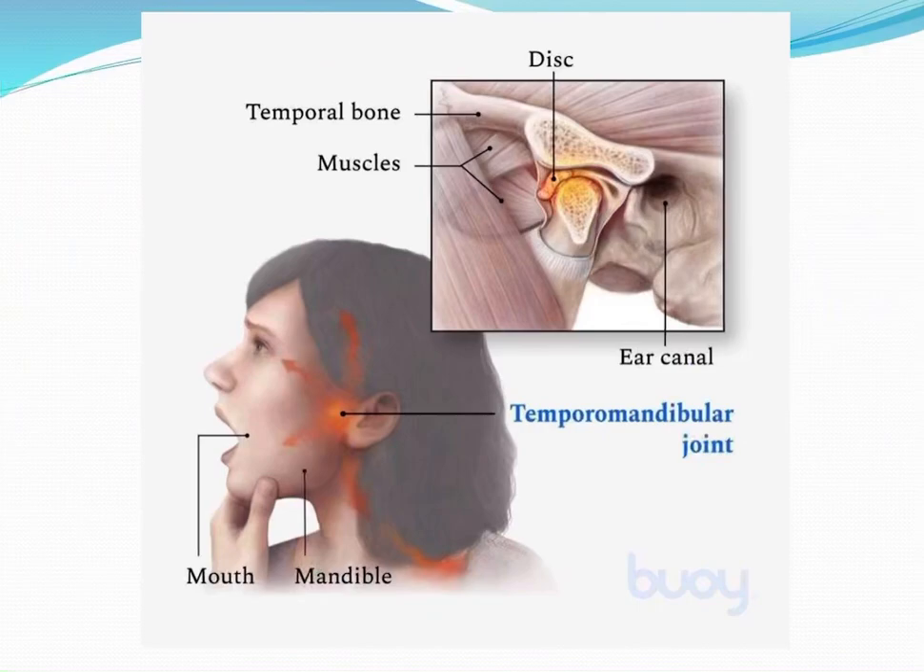As we see here, any dysfunction or disorder in this joint, its effect will radiate to other parts of the head, like the forehead, the eye, the mandible, the neck, and the muscles of the neck.